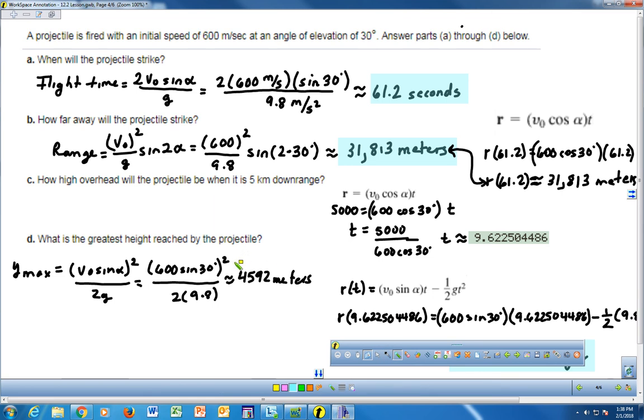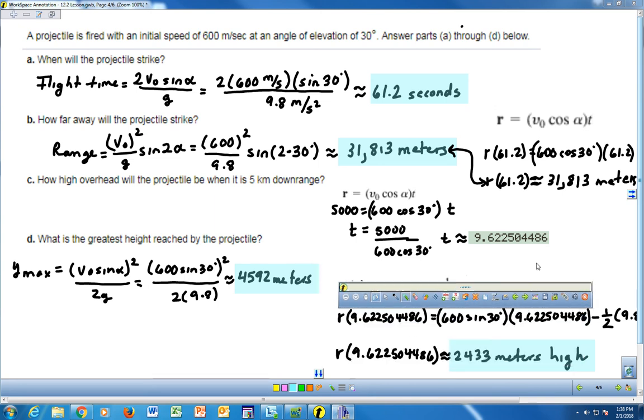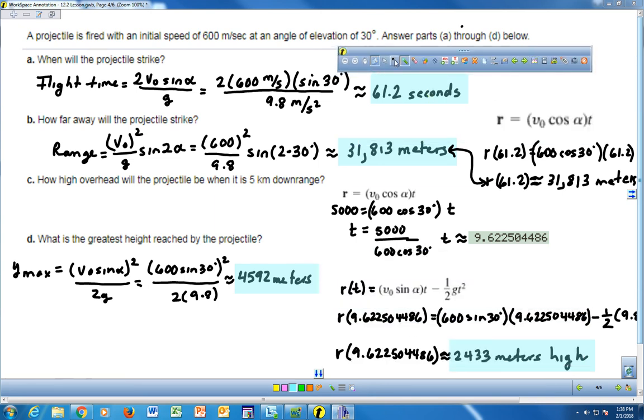So those are all the different answers that we found from this problem. Let's just work on another projectile motion problem, and then we're going to stop right there on this short video.